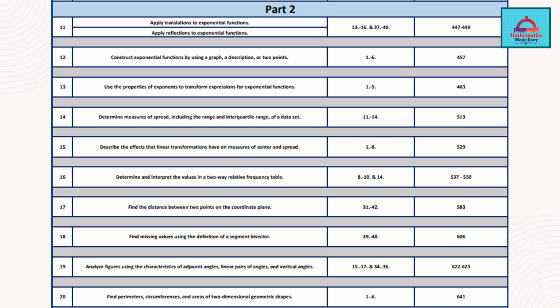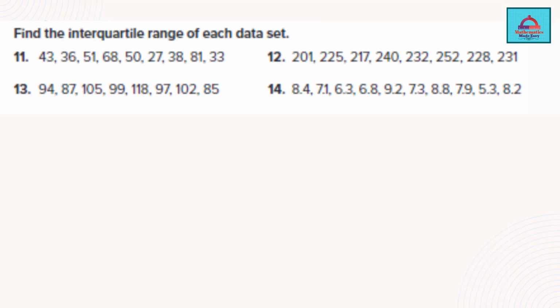So let's begin with question number 11. Here you have to find the interquartile range. The formula for interquartile range, written in short form as IQR, is Q3 minus Q1. So you have to find Q3 and Q1 in order to get the IQR and then subtract them. So what exactly are Q1 and Q3?